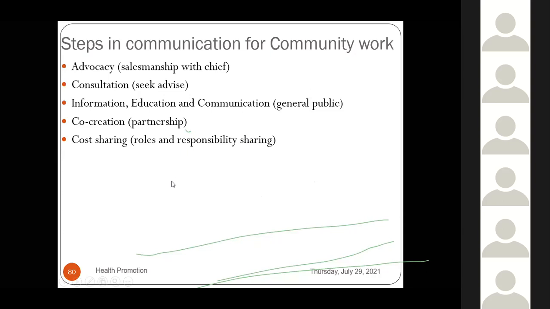We are likely to go off. So when we log on, we'll look at the steps in communication for community work. If you have any question, when we log on, please ask before I continue.